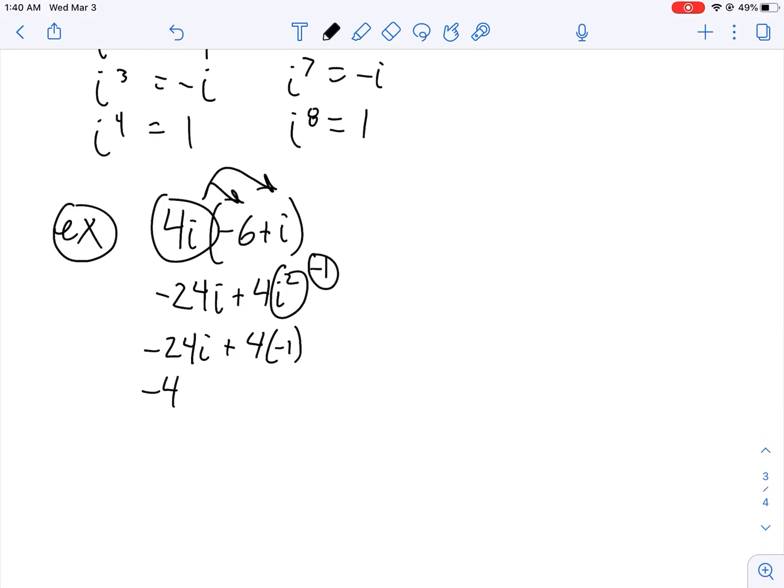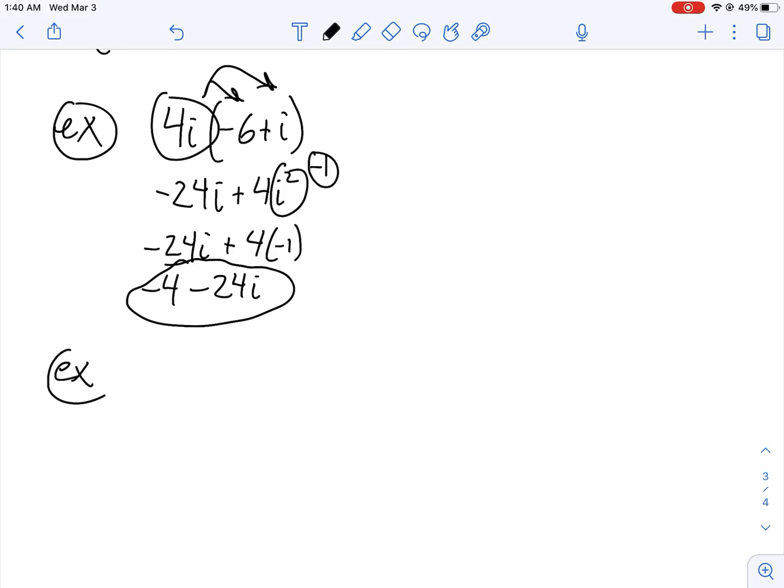And again, this is something that you could be doing a lot of in less steps. Here, 4 times negative 1 is negative 4. I'm going to put that in front. That's my real portion. Negative 24i is my imaginary portion of this complex number. And we put them in order. Negative 4 minus 24i.